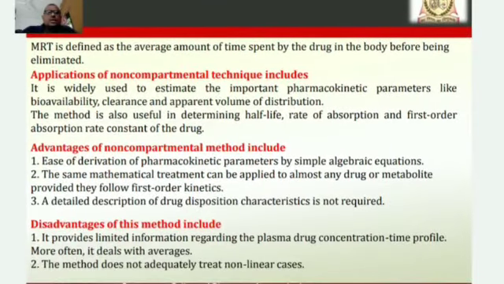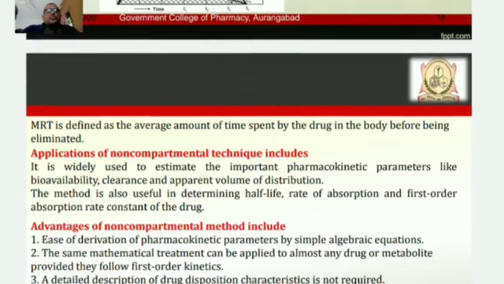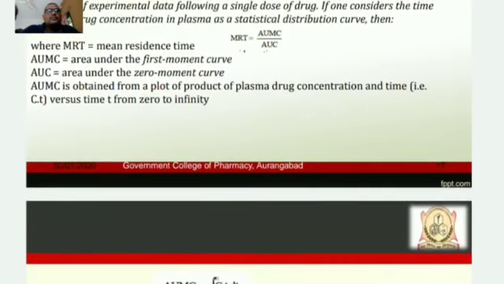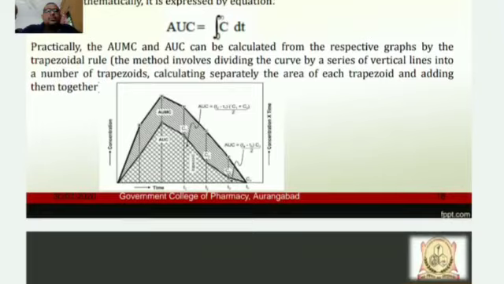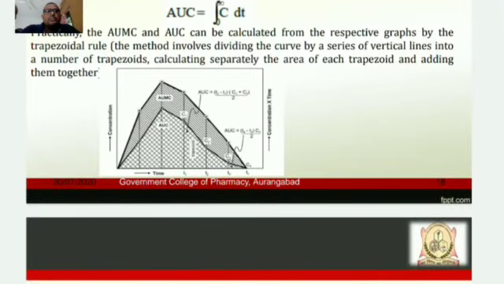Now we'll see that mean residence time is defined as the average amount of time spent by the drug in the body before being eliminated. So how much time the drug remains in the body before it is eliminated, that is nothing but the MRT. We can determine this MRT by using the formula, the area under the first moment curve divided by the area under the curve, and the area under the curve we can determine practically by using the trapezoidal rule.